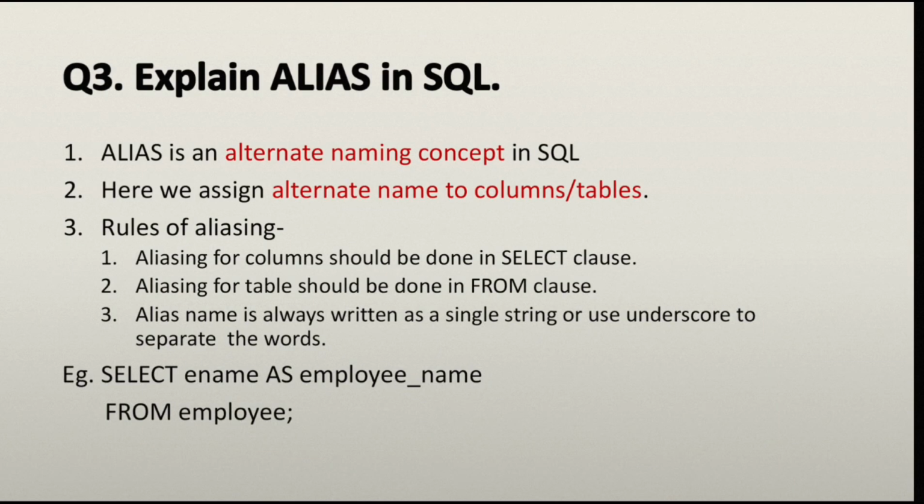The next question is explain alias in SQL. Alias is an alternate naming concept in SQL. Here we assign alternate names to columns or tables. There are certain rules of aliasing, which are: aliasing for a column should be done in the select clause, aliasing for a table should be done in the from clause, and an alias name is always written as a single string, or you have to use an underscore to separate the words. You can write the example given below.